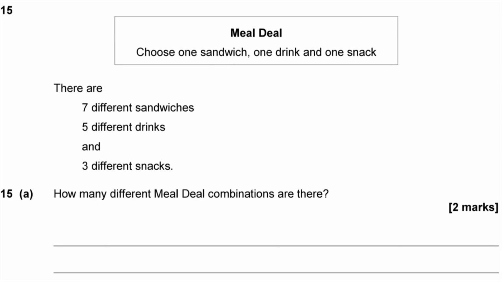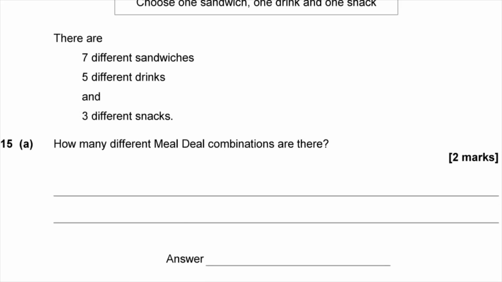Question 15. A meal deal is choose 1 sandwich, 1 drink and 1 snack, and there are 7 different sandwiches, 5 different drinks and 3 different snacks. How many different meal deal combinations are there? Well, you can work out the total number of combinations by taking the number of sandwiches and multiplying it by the number of choices of drinks and multiplying that by the number of choices of snacks. So 5 times 3 times 7: 7 5s are 35, times 3, 105. So it's going to be 105 different combinations.